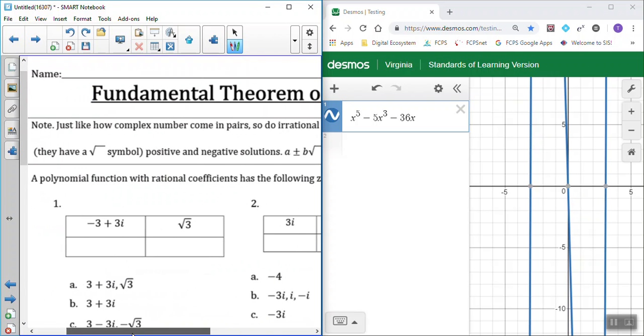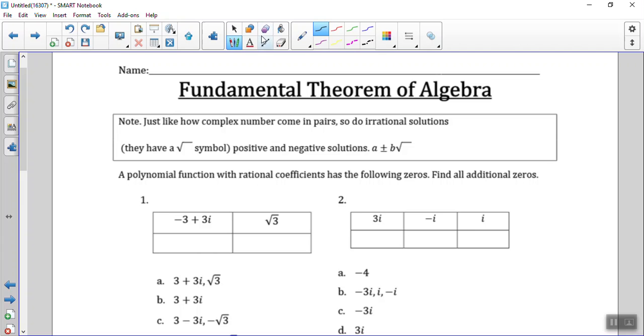Something you have to know about imaginary roots or complex numbers is that they only come in even numbers. Okay? They only come in pairs, the plus or minus, the imaginary roots, or if you have roots that have square roots, they come as plus or minus. Okay? So you'll have problems on your test where they'll give you a complex root, and you have to come up with its pair.